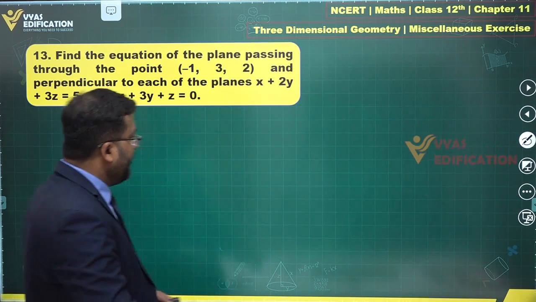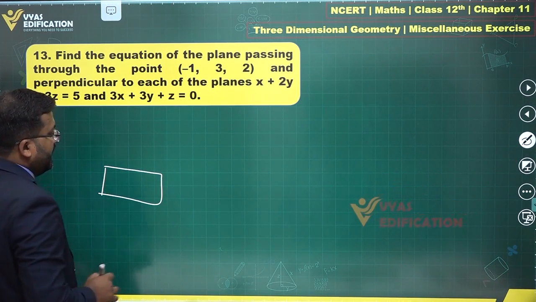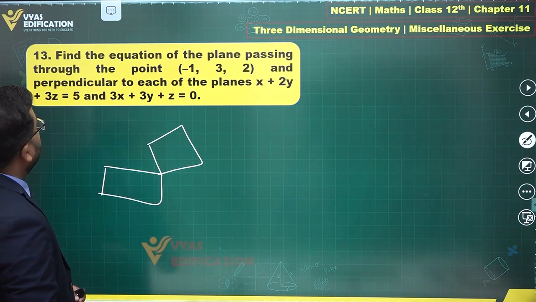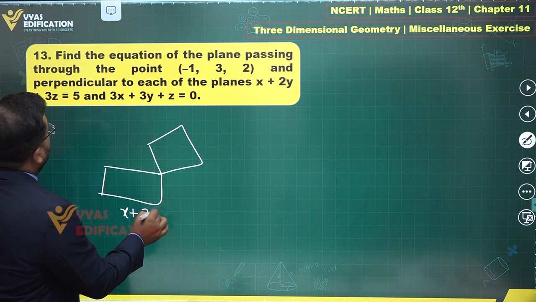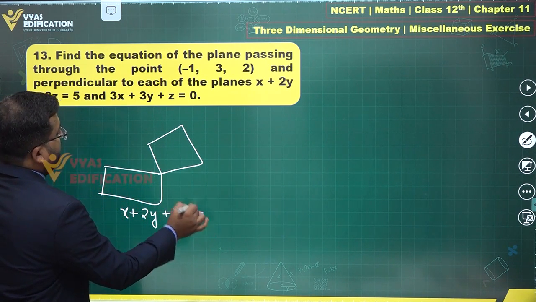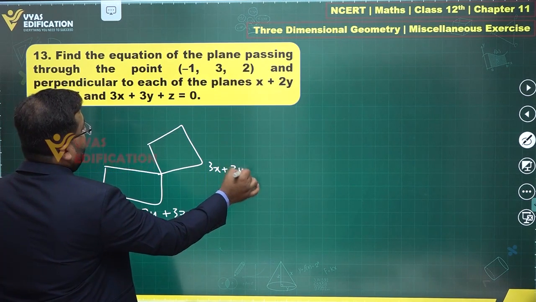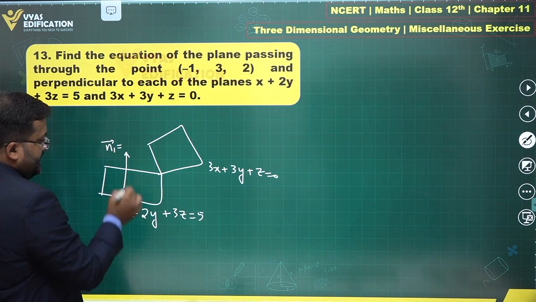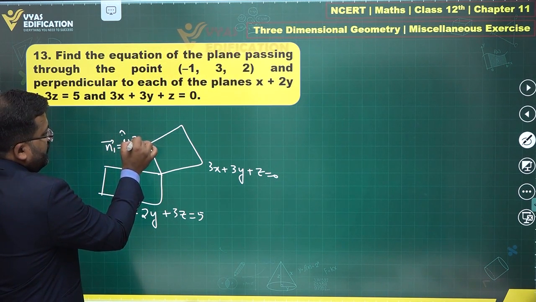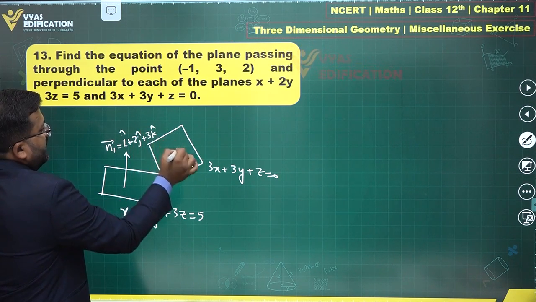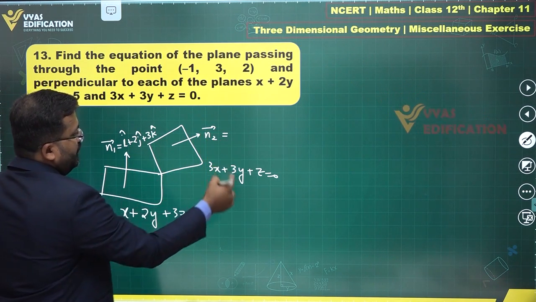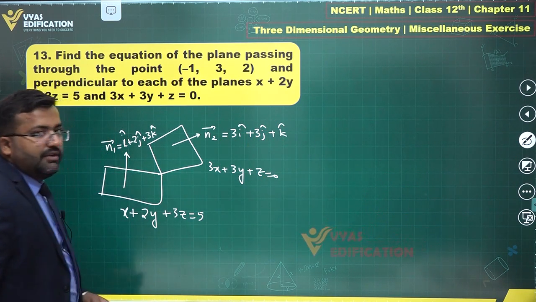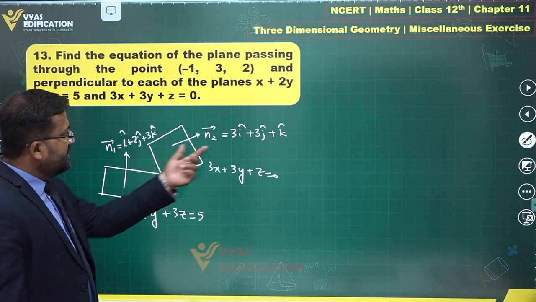Over here, what do we have? We have one particular plane, x plus 2y plus 3z is equal to 5, and another plane, 3x plus 3y plus z equals 0. The normal n1 vector will be i cap plus 2 j cap plus 3 k cap. The other normal vector n2 vector will be equal to 3 i cap plus 3 j cap plus k cap. Please note this carefully: 1, 2 and 3, and 3, 3, 1.